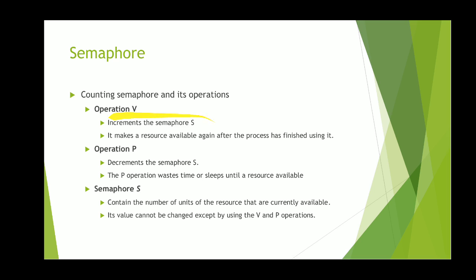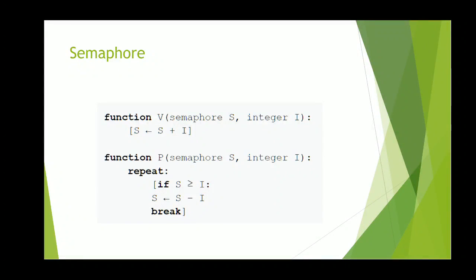Here the function V increments the value of the semaphore S. It means that it makes the resource available after the process finishes using it. And there is another function, which is operation P or function P, and it decrements the value of the semaphore S. It means that some process wants to use the resource. So when a process is assigned to the resource, the operation P will be executed. At such times the value of the semaphore will be decremented. We can see the algorithm of the semaphore.